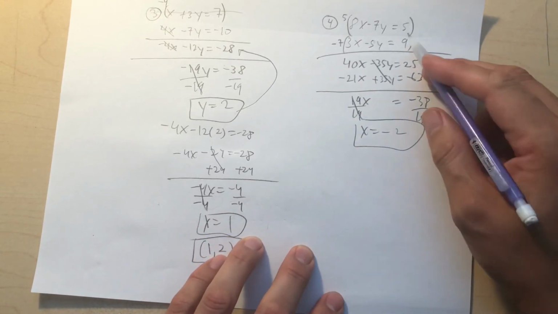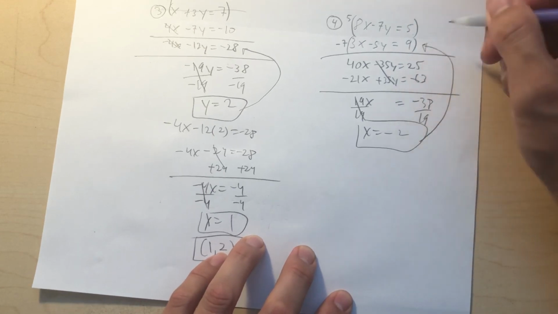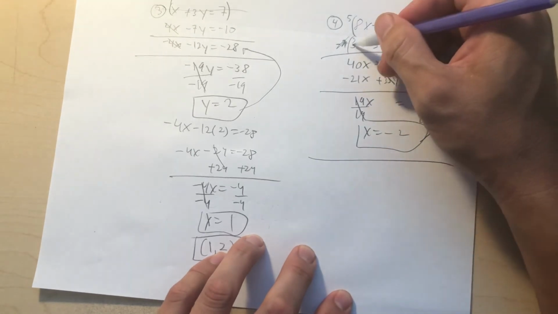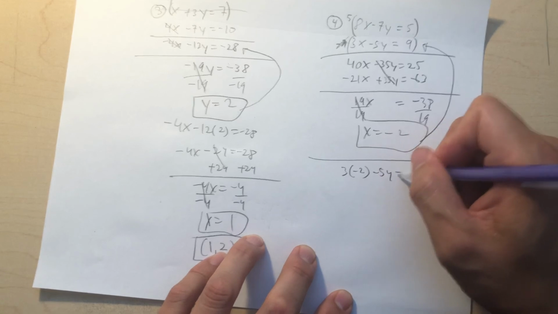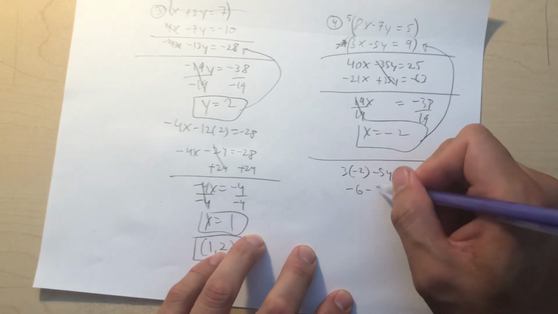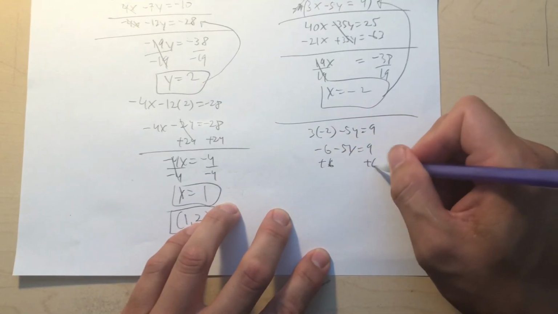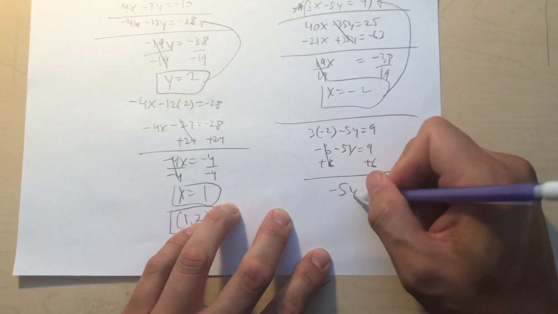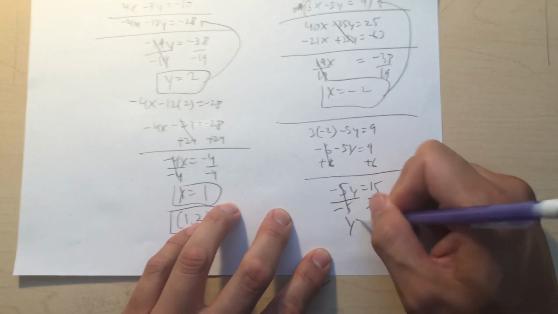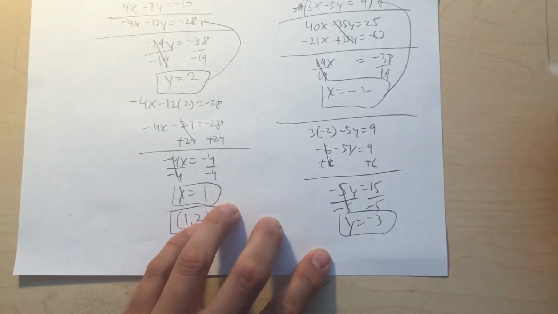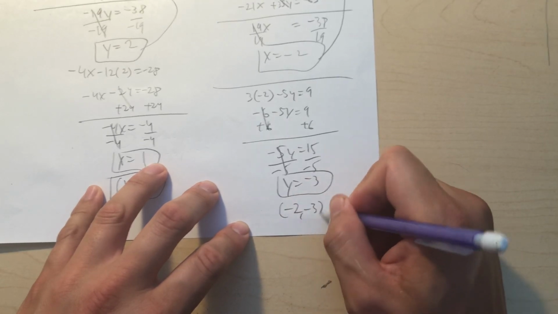Plug in the x into one of them. I'm going to plug it into the original equation, this one over here. I'm going to ignore the 7 for a second. All right, so that's 3 times -2. 3 times -2 minus 5y is equal to 9. That gives me -6 minus 5y is equal to 9. Add 6. Cancel. -5y is equal to 15. Divide by -5. Y is equal to -3. My final answer is going to be, I'll write it down here, -2 and -3.